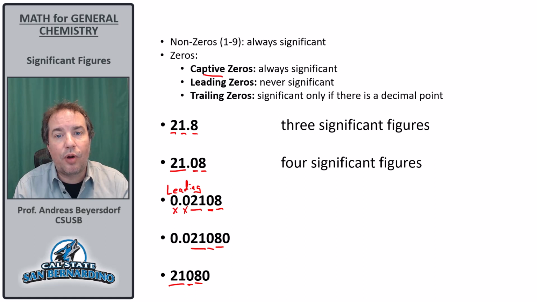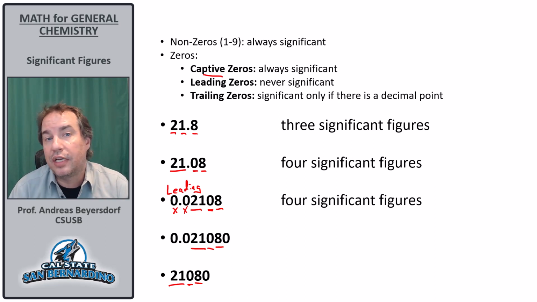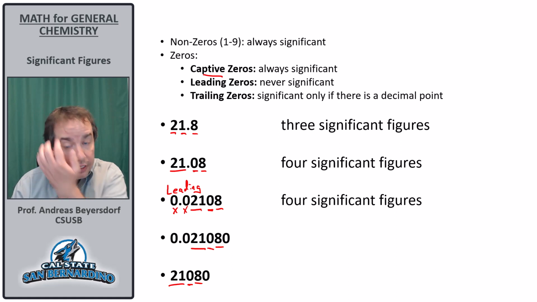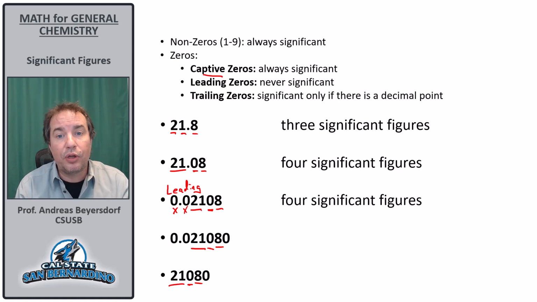So in this number right here, the 2, the 1, the 0, and 8 are significant, but these 0.0 are not. So this has 4 significant figures. Let's go on to this next one, 0.021080. Here, these, again, are leading, so that means they are not significant.